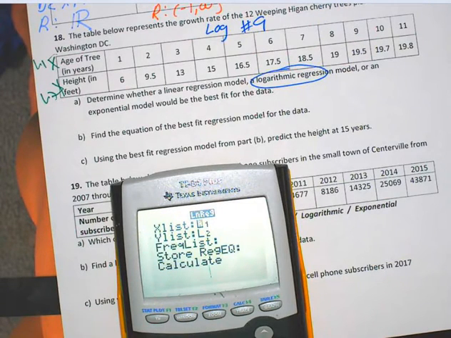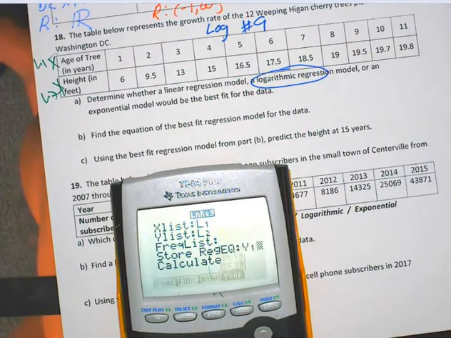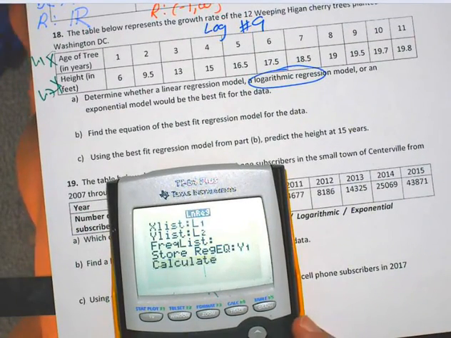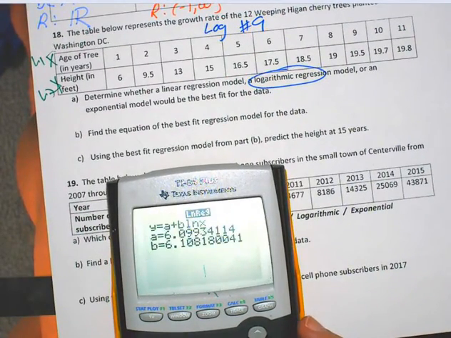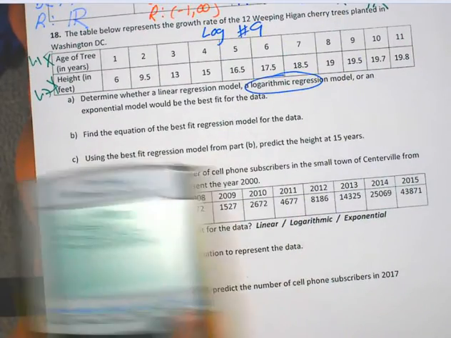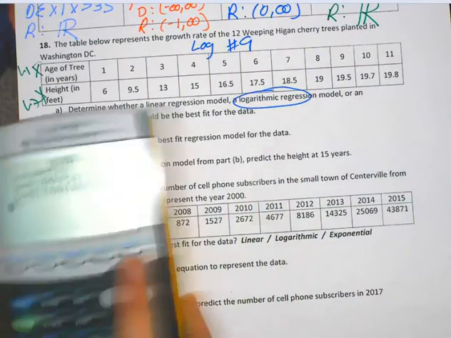You do enter, enter, enter. Remember, store the regression. We're going to store that into Y1. So alpha, trace, enter, and enter one more time. All right, so this is going to give me my best fit model.